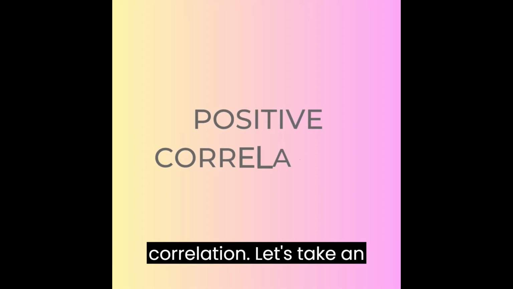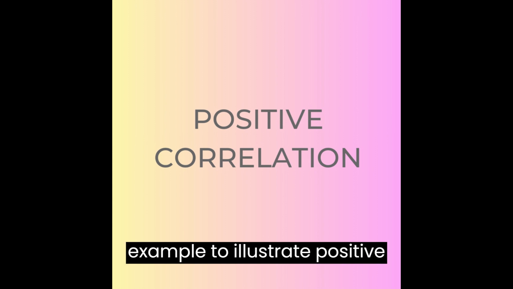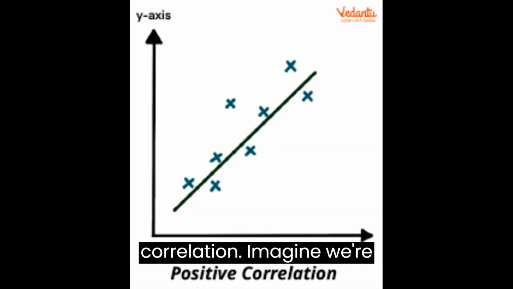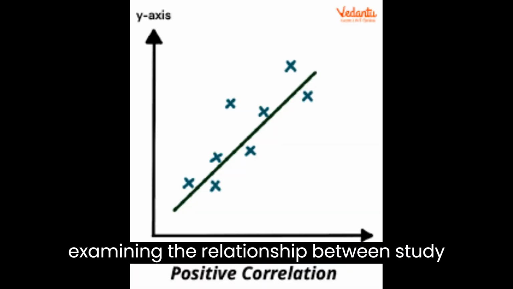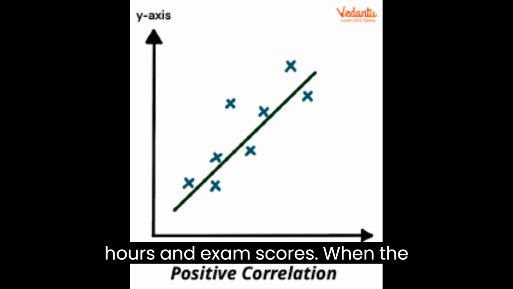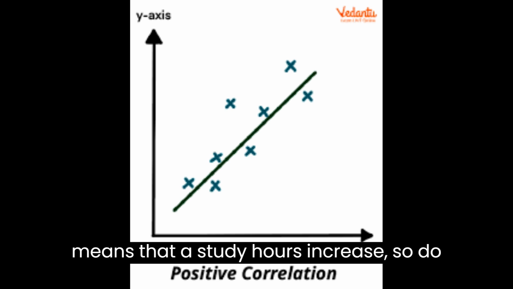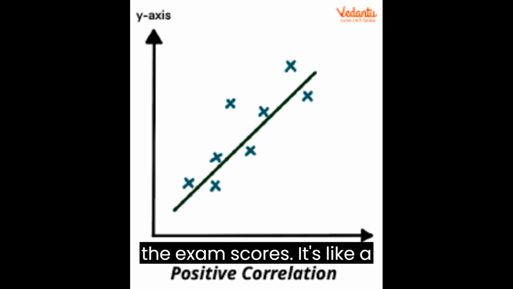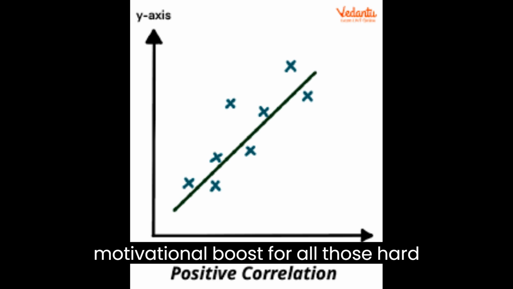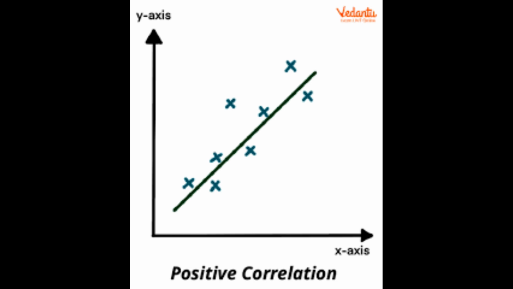Positive correlation. Let's take an example to illustrate positive correlation. Imagine we're examining the relationship between study hours and exam scores. When the correlation coefficient is positive, it means that as study hours increase, so do the exam scores. It's like a motivational boost for all those hardworking students out there.